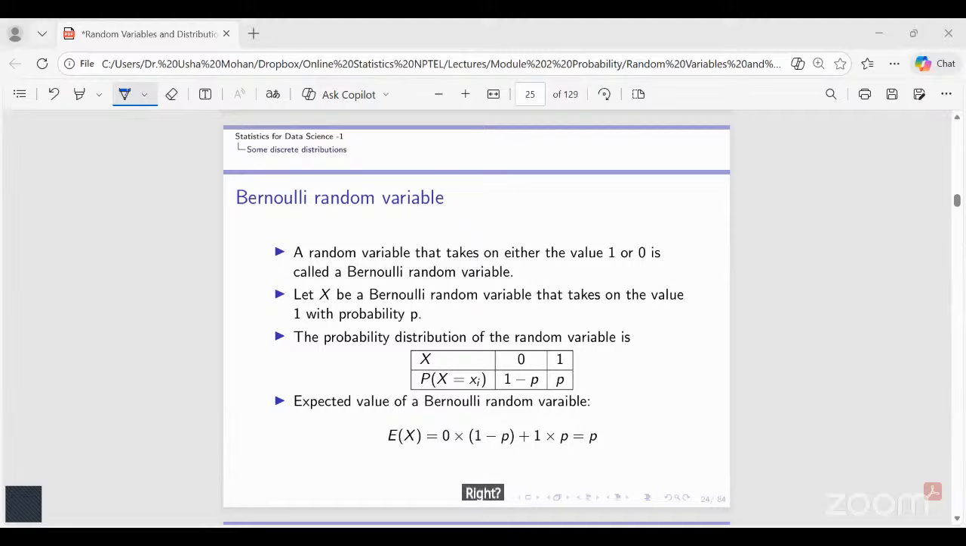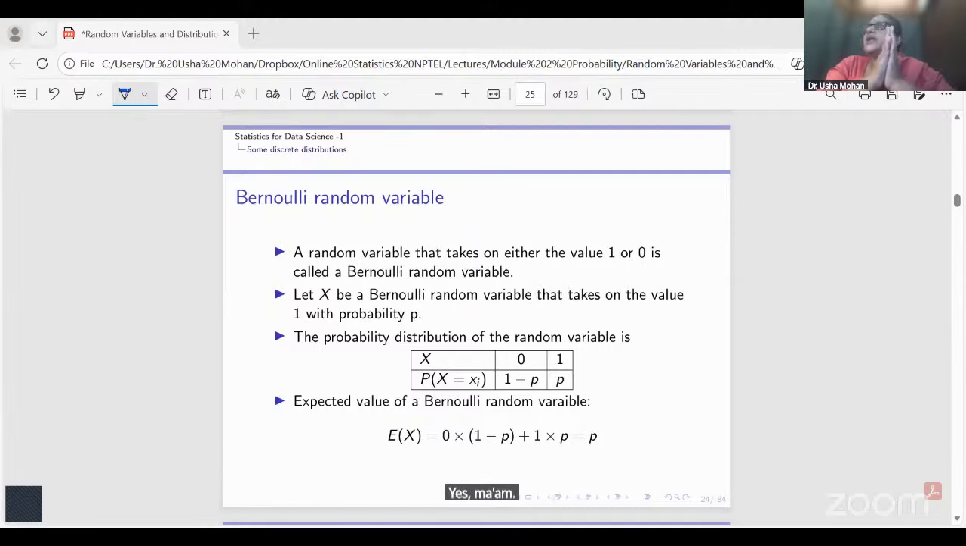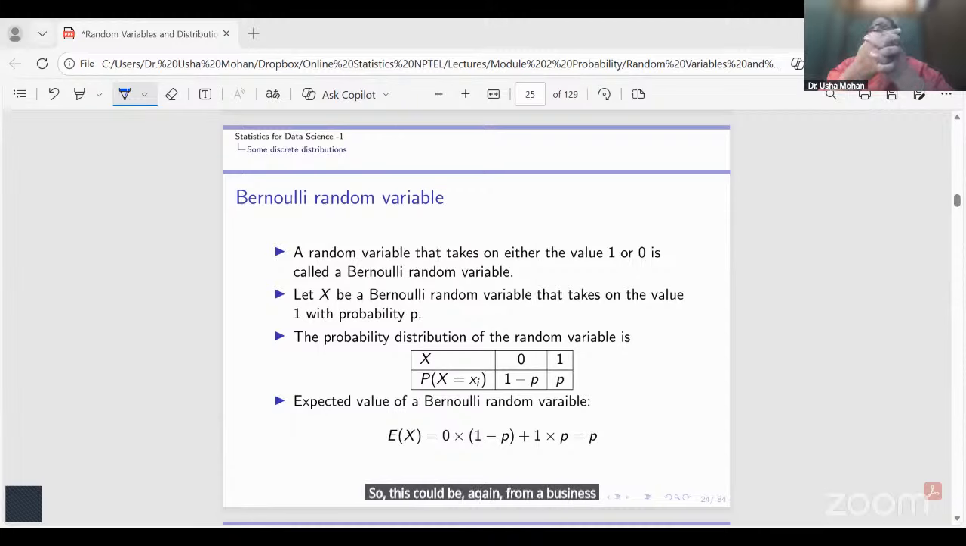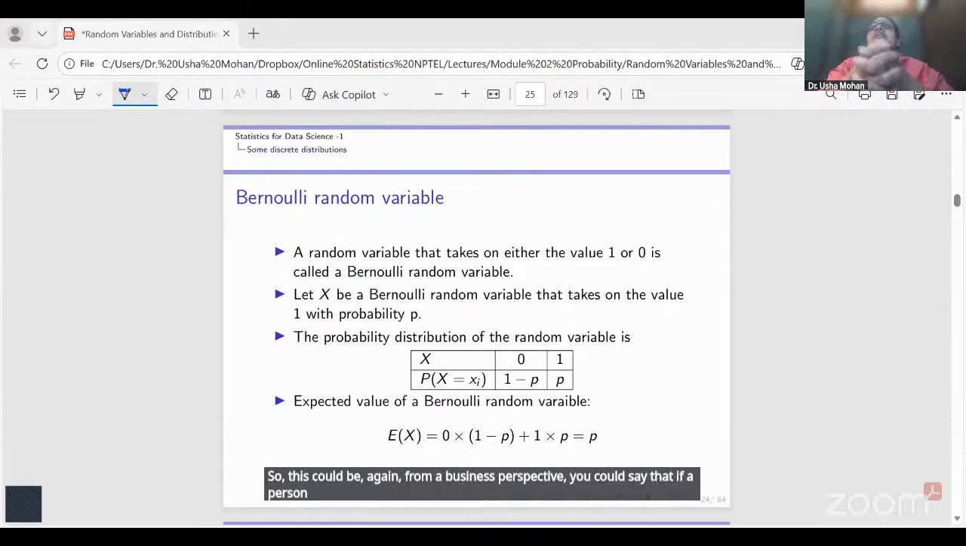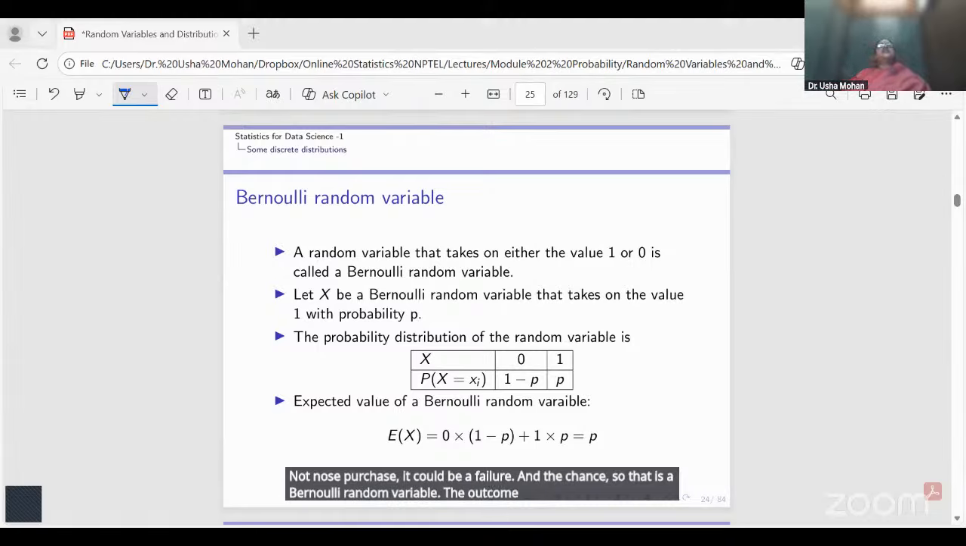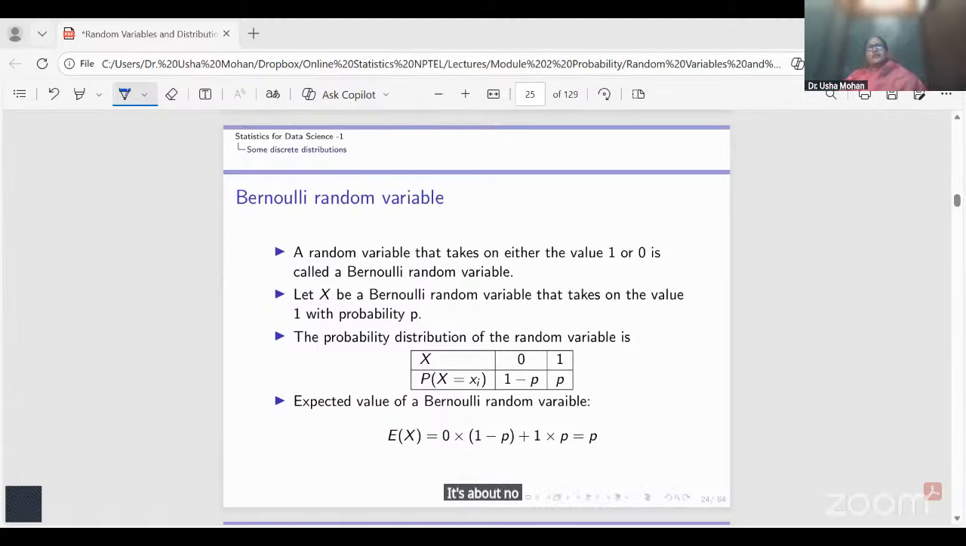Right? So a random variable wherein I'm mapping my outcomes to either 1 or 0, and 1 or 0 is typically when I could have success or failure. From a business perspective, you could say that if a person makes a purchase, it could be a success. If a person makes no purchase, it could be a failure. So that is a Bernoulli random variable. The outcome of making a purchase is a Bernoulli random variable. Is that clear? Okay.